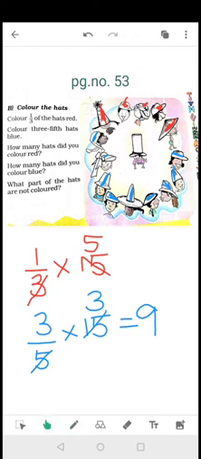Now they are asking, how many hats did you color red? How many hats did you color blue? What part of the hats are not colored? So red color is 5. 5 hats we colored red. Blue color is 9 hats. Now how many hats remained without color? It is 1 hat.